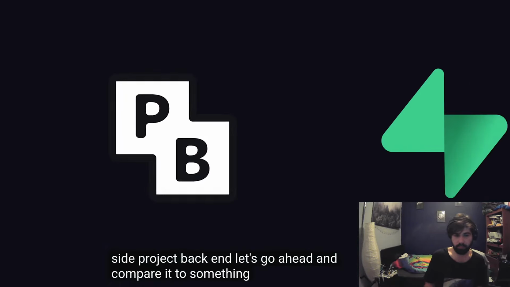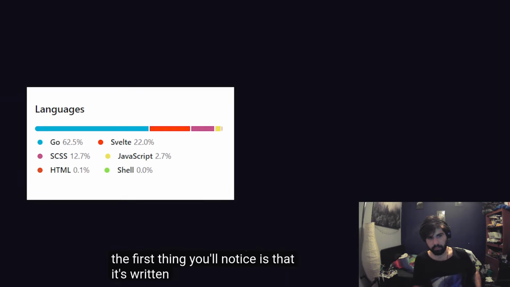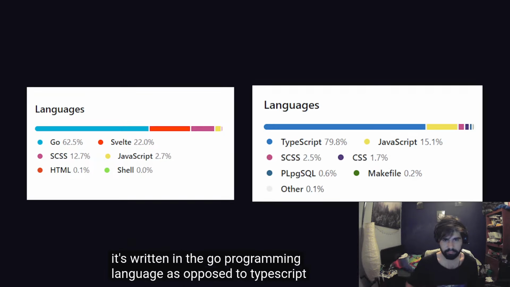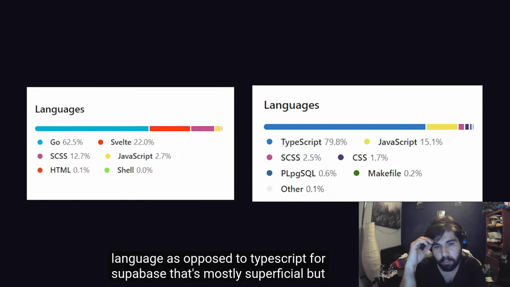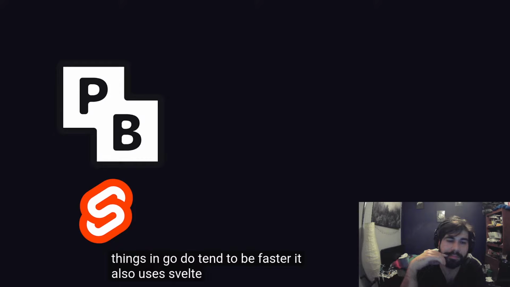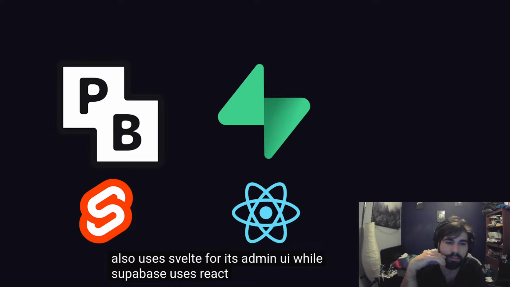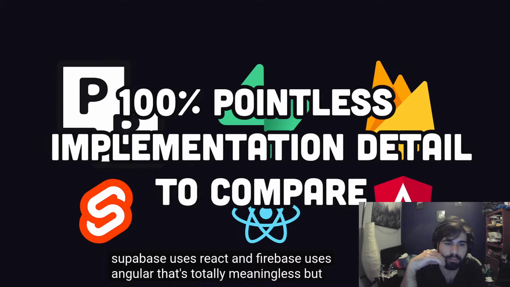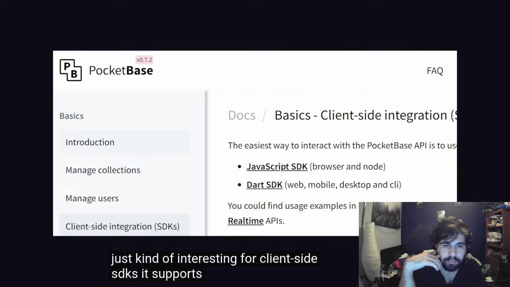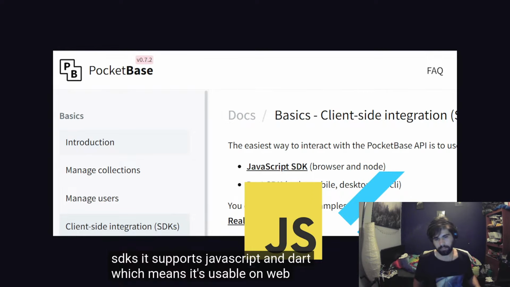Let's go ahead and compare it to something like Supabase. The first thing you'll notice is that it's written in the Go programming language, as opposed to TypeScript for Supabase. However you feel about Go, things in Go do tend to be faster. It also uses Svelte for its admin UI, while Supabase uses React and Firebase uses Angular. That's totally meaningless, but just kind of interesting. For client-side SDKs, it supports JavaScript and Dart, which means it's usable on web, desktop, and mobile.